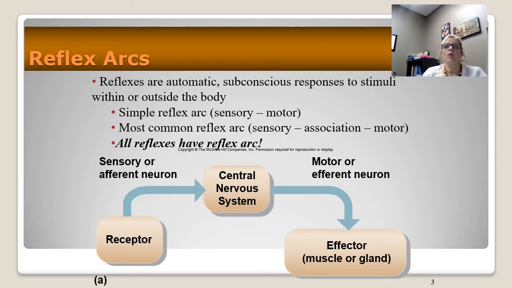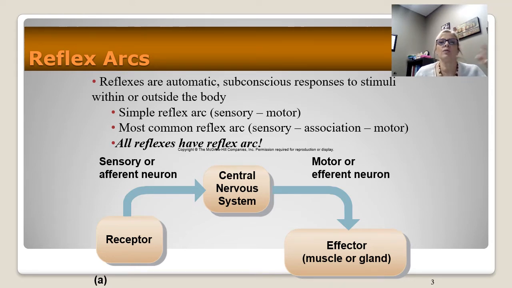Simple nerve pathways start with a sensory receptor and end with what we call an effector, and must have at least two neurons, but they can function on only two neurons. Sometimes they are going to be way more complex than that, but this simple type of pathway is what we call a reflex.